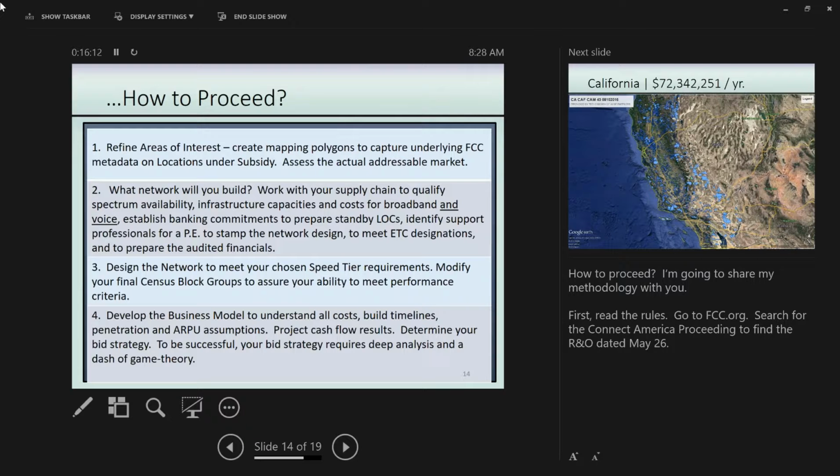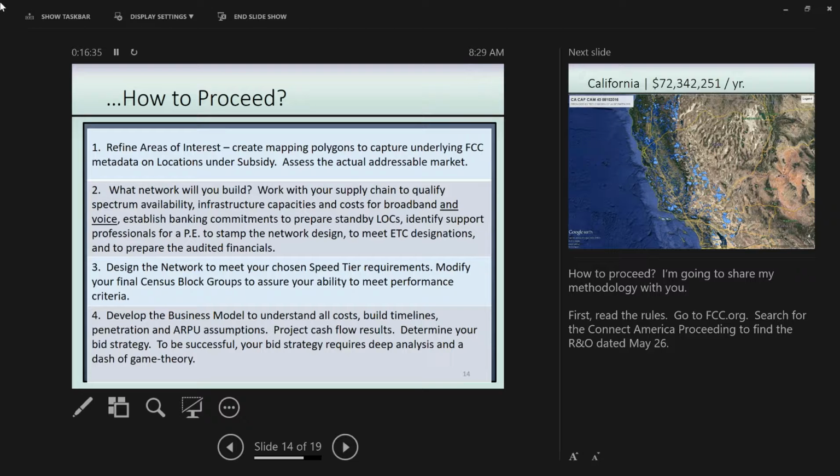I think first it's very important that you read the rules. Go to fcc.org, search for the Connect America Fund proceeding, and find the report and order that's dated May 26th of this year. Read it. It's very complex and difficult to comprehend. Seek advice if you feel that you need it to understand your eligibility.